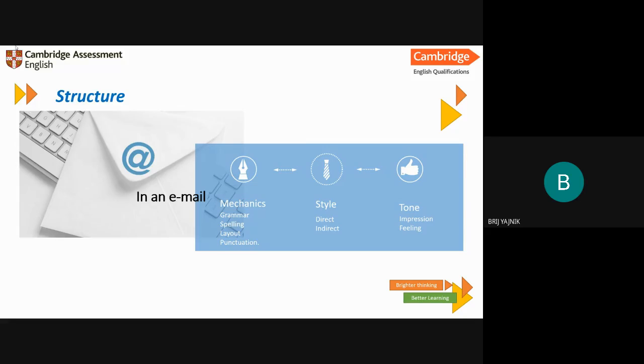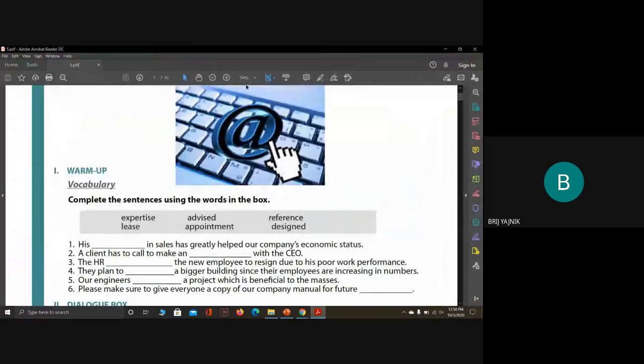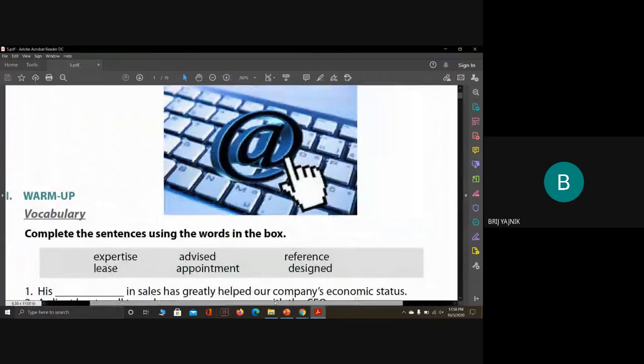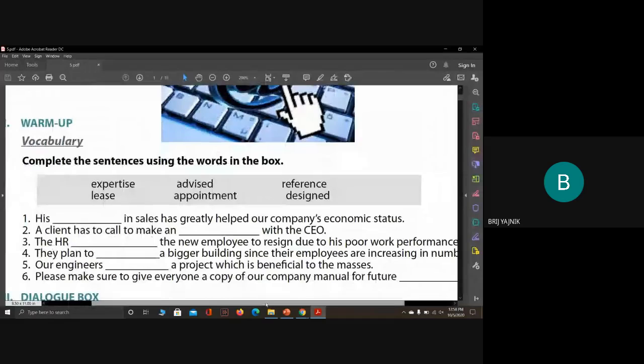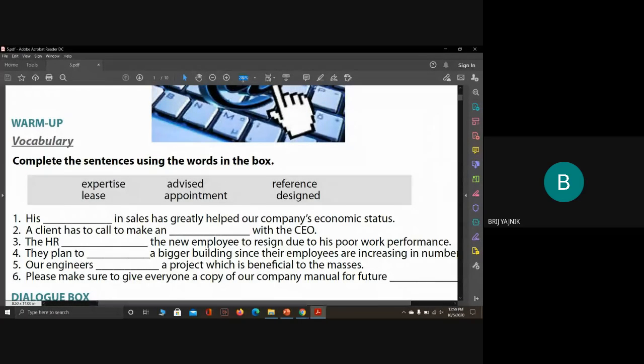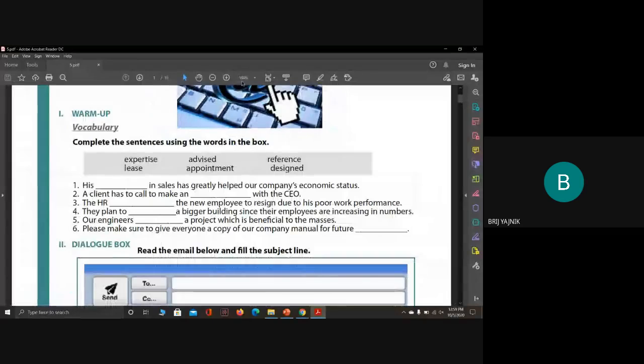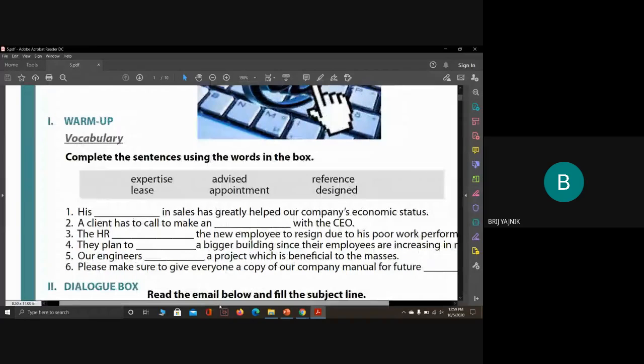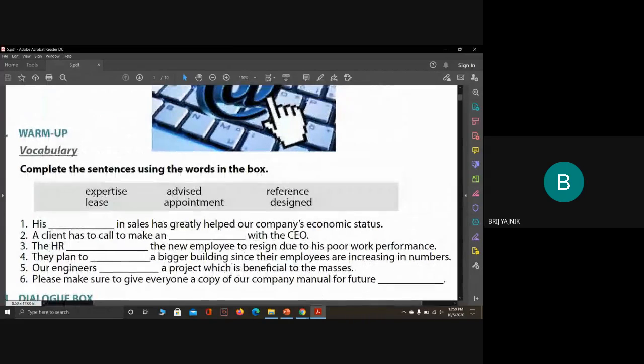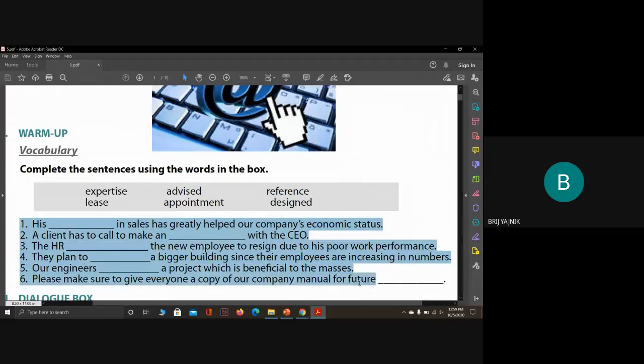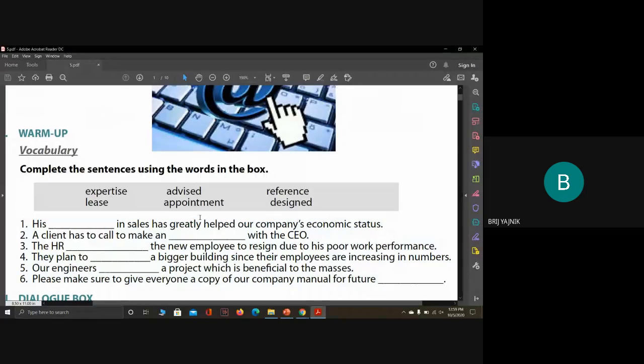Working on tone, I always wonder how to work on tone, and then I have some exercises here and there. Let me just pop up one exercise, and let's quickly look at that. Look at this one carefully. Some of the words I've used here, appropriately, I always find these words attractive and impressive. There are some words on the top here: expertise, advised, lease, appointment, reference, designed. Can we read one by one? We have six blanks, and can we use all these six words appropriately at its place? Let's see how we can do that.